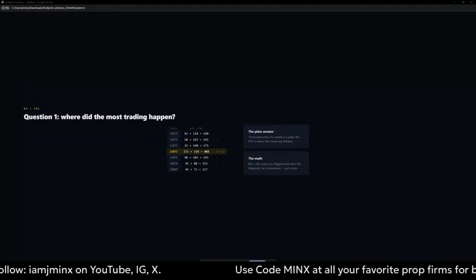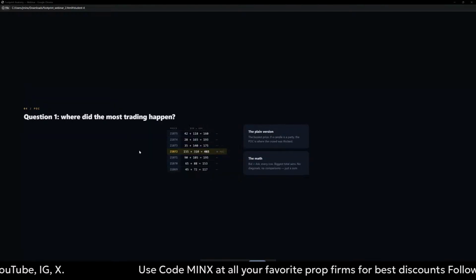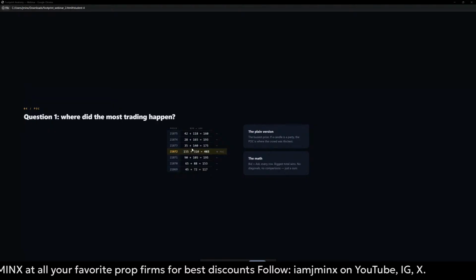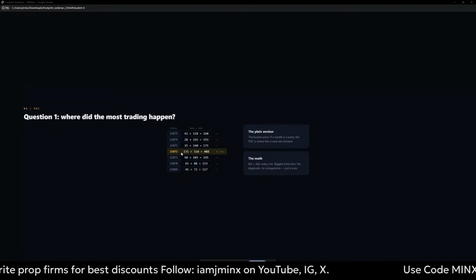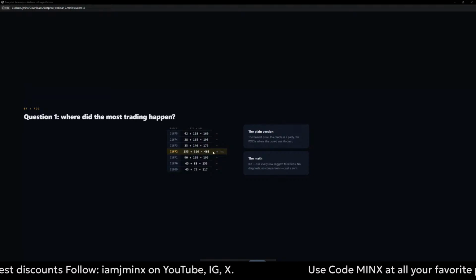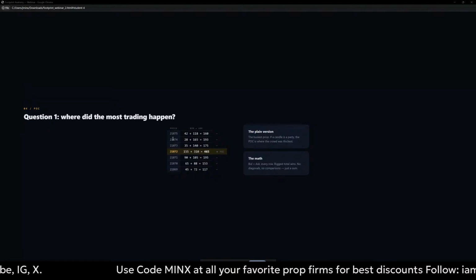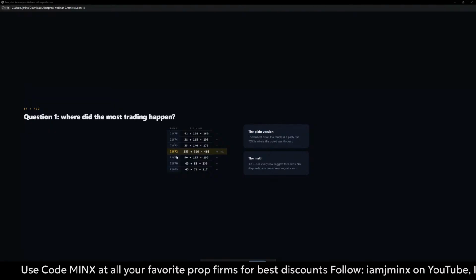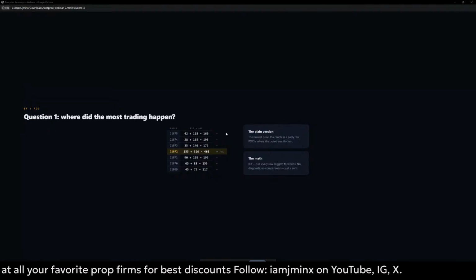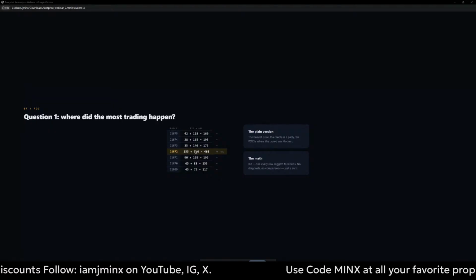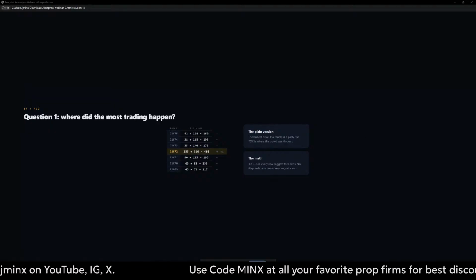So this is point of control. Just like I said, it's just the busiest price level. On point of control, we look left and right, because we're looking at each price level. Whereas on the imbalances, it's diagonal. And that's what a lot of people get mistaken on.